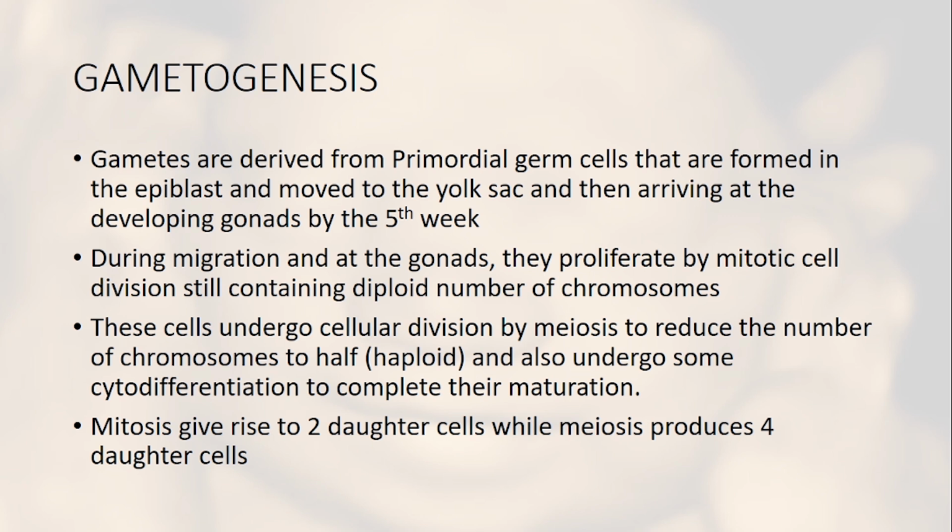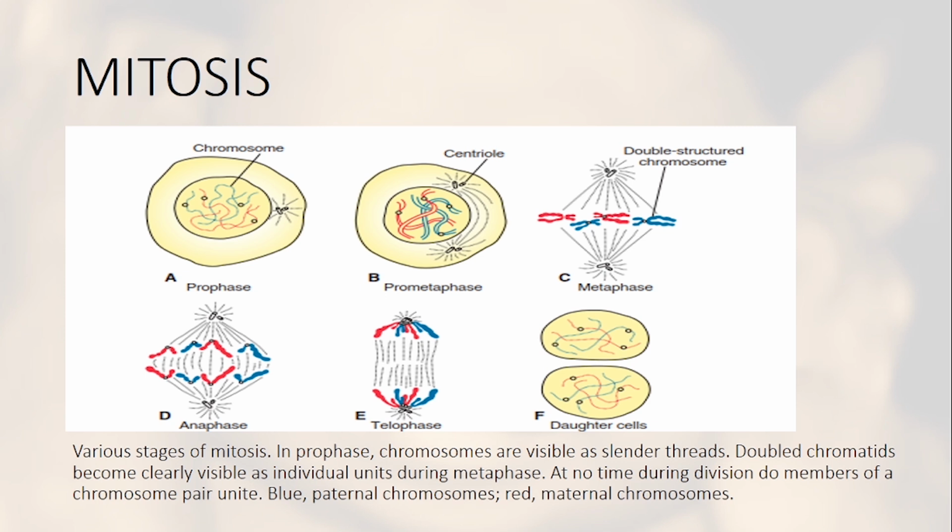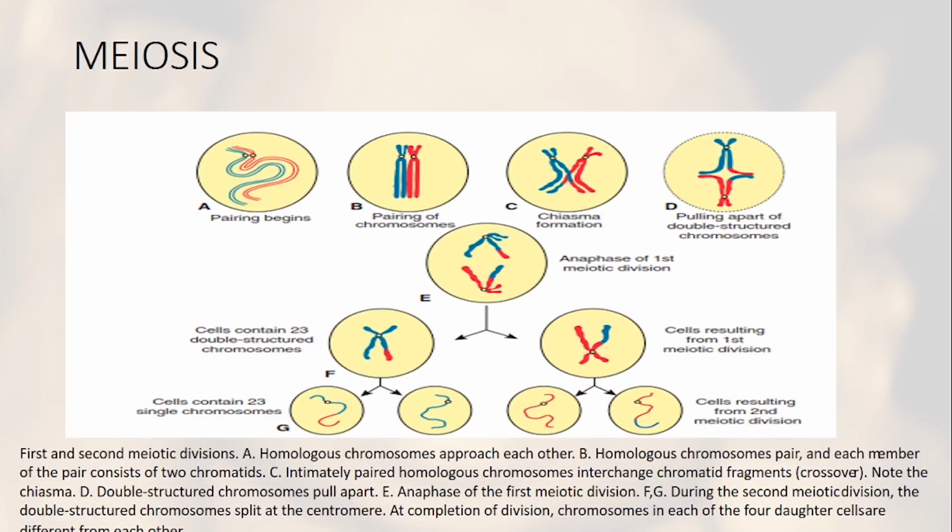So the gametes undergo two kinds of cell divisions, the mitotic cell division and the meiotic cell division. The important thing to note is that mitotic cell division gives rise to 2 daughter cells, while meiotic cell division gives rise to 4 daughter cells. This is a diagram showing the process of mitosis, and this one shows the process of meiosis. You notice that in mitosis there are 2 daughter cells, and in meiosis we have 4 daughter cells. By the end of meiosis, the daughter cells have half of the chromosomes of the original parent cells.